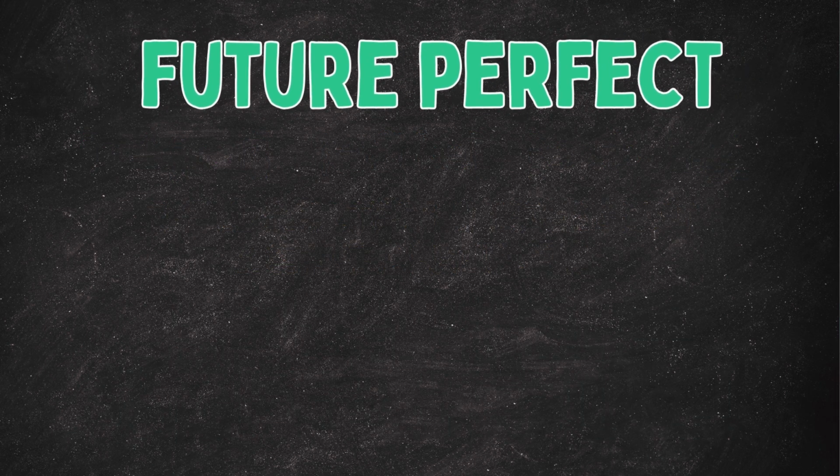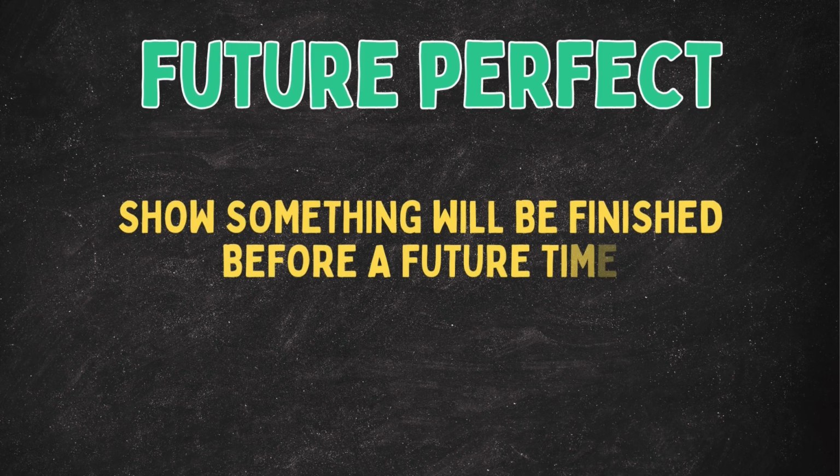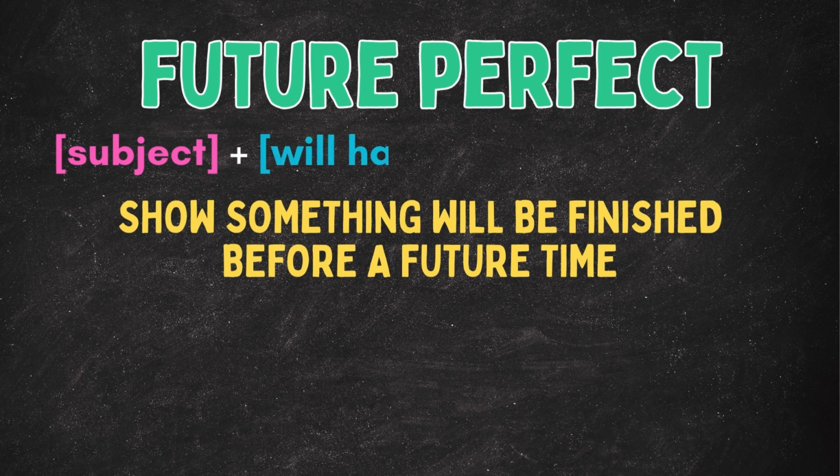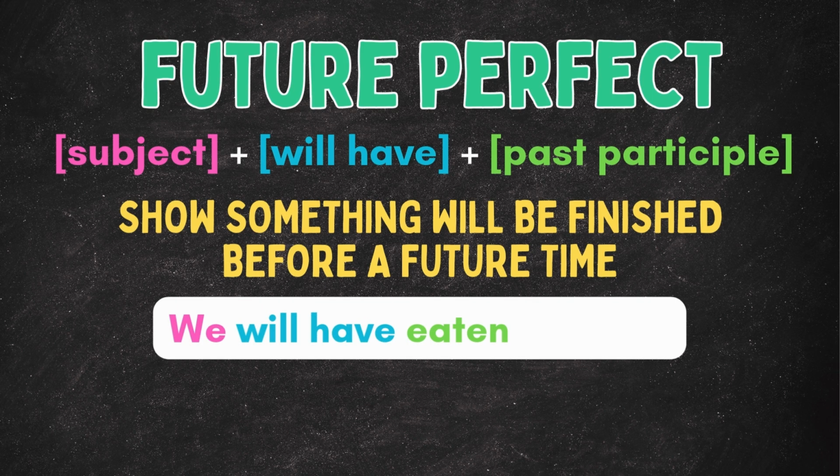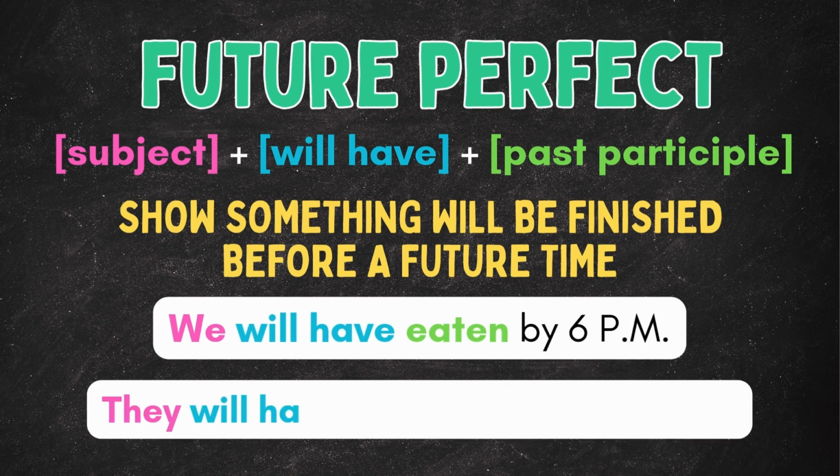Future perfect. The future perfect is used to show something will be finished before a future time. The sentence structure consists of subject plus will have plus past participle. For example, we will have eaten by 6 p.m. They will have drunk it all by tomorrow.